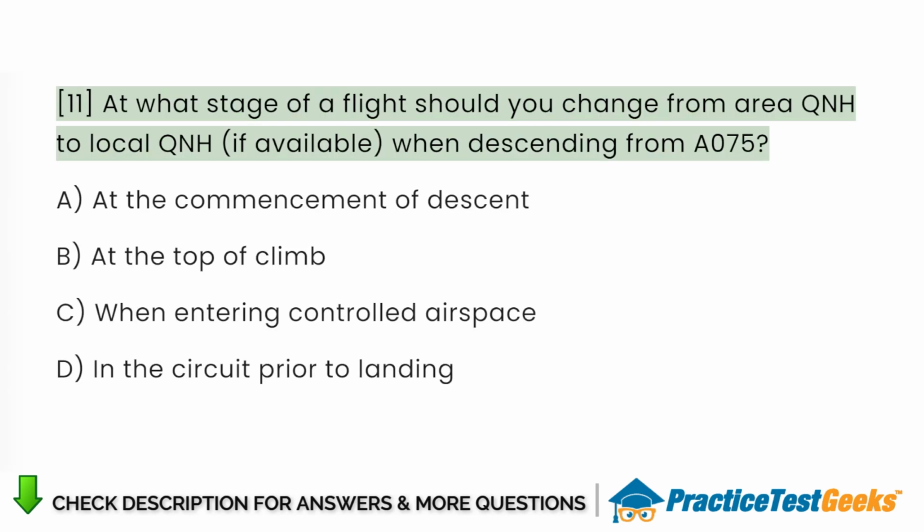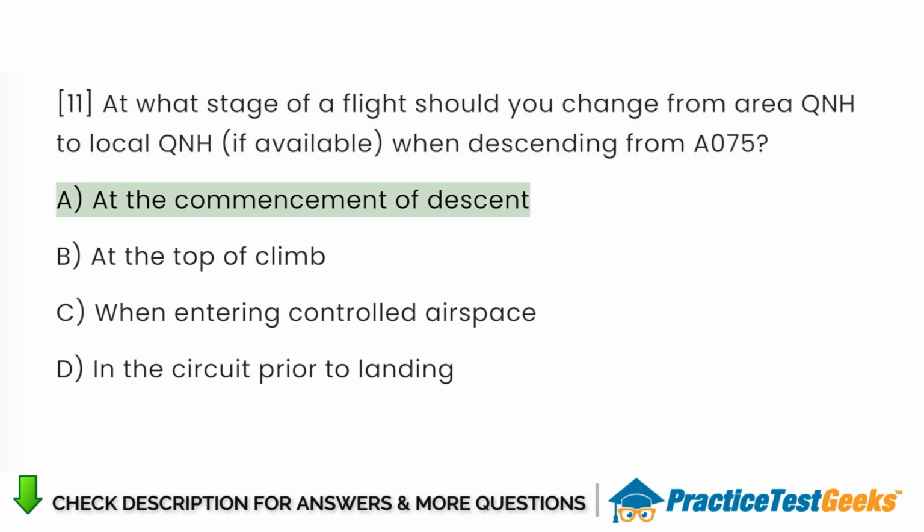At what stage of a flight should you change from area QNH to local QNH, if available, when descending from A075? A. At the commencement of descent. B. At the top of climb. C. When entering controlled airspace. D. In the circuit prior to landing.